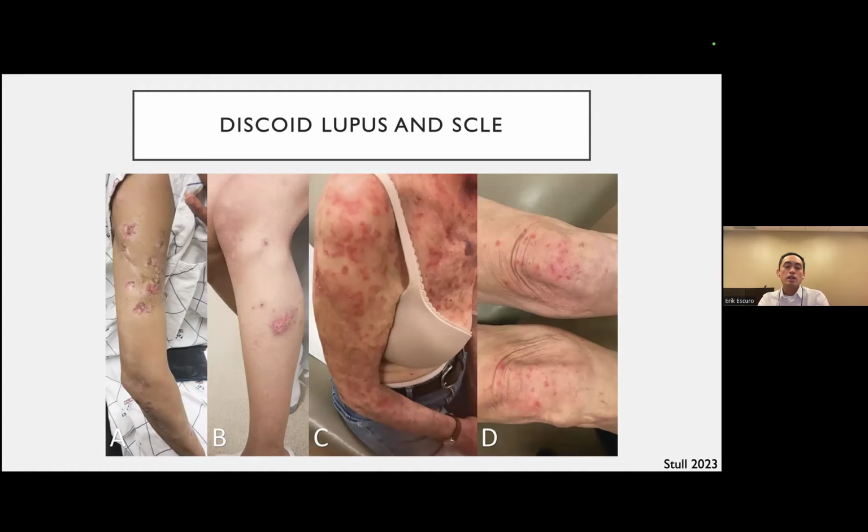Pictures C and D just show the variability of subacute cutaneous lupus, or SCLE, that can be present. And you'll notice that this isn't just some redness, right? This isn't just some erythema over a thigh or anything like that. These are very aggressive skin lesions.